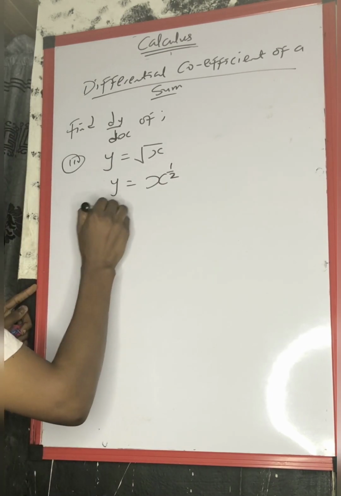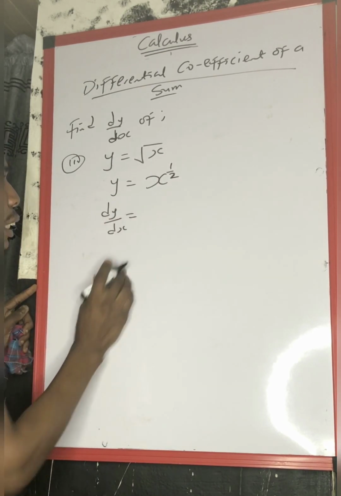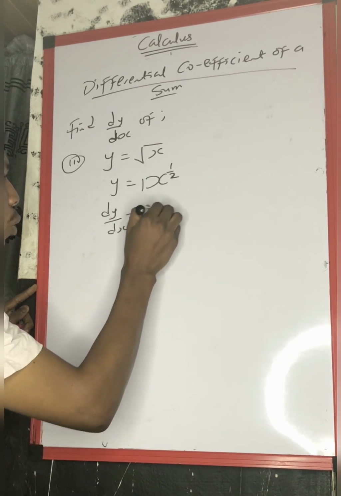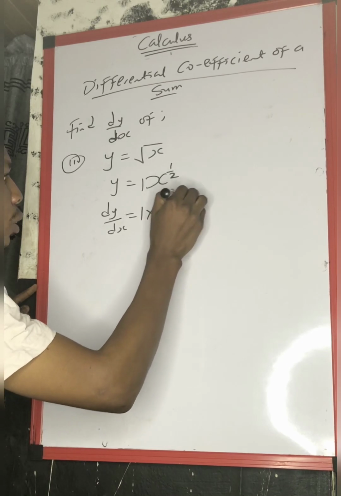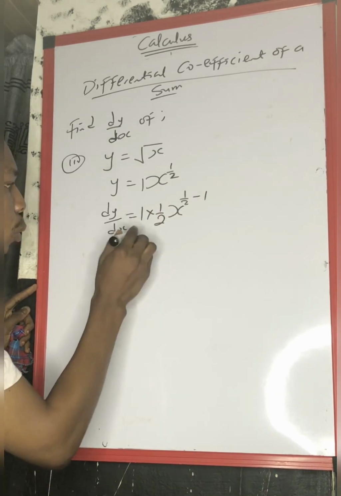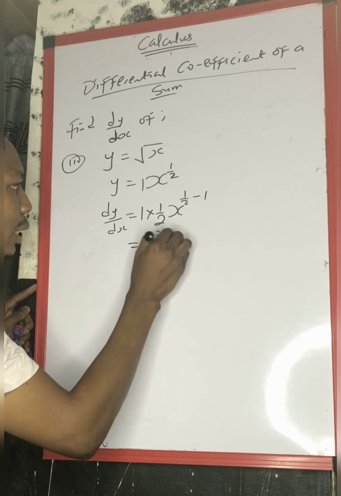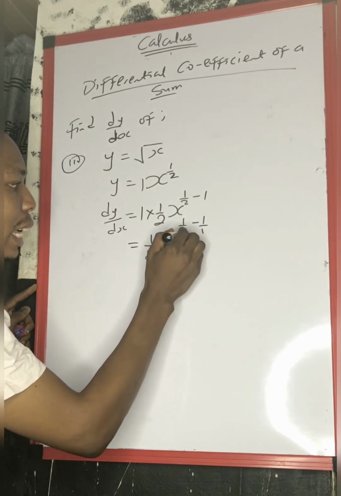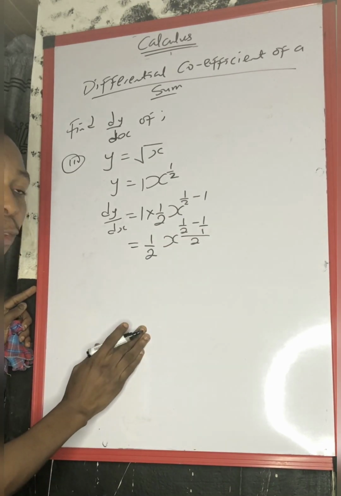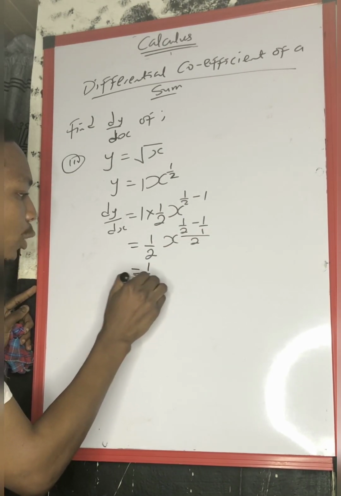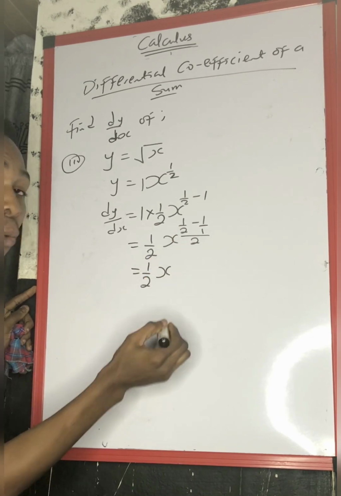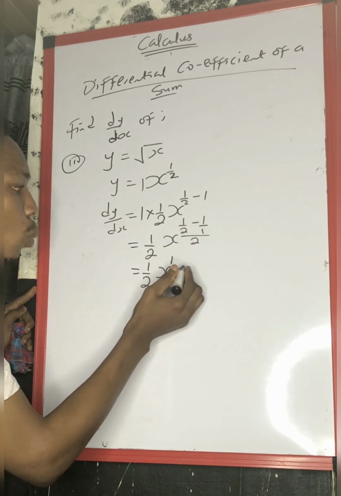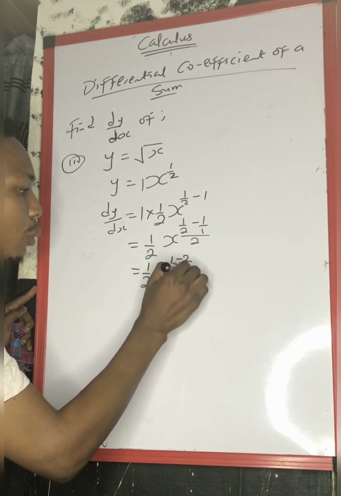So from there, dy/dx is equal to, I have a visible 1 here, it's taken as 1 times 1/2 x^(1/2 minus 1). So this gives us 1/2 x to the power of 1/2 minus 1. This is over 1. The LCM of 2 and 1 is 2. So it becomes 1/2 x^(...). Then 2 going into 2 is 1, and 1 times 1 is 1. 1 going into 2 is 2, and 2 times minus 1 is minus 2. All over the LCM, which is 2.